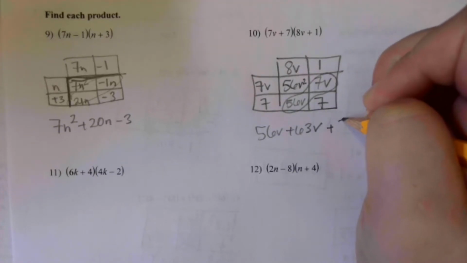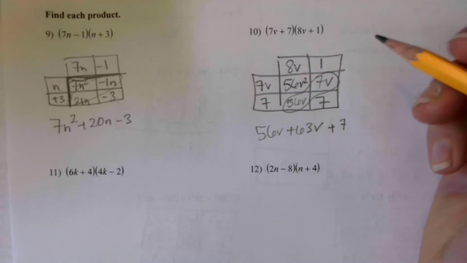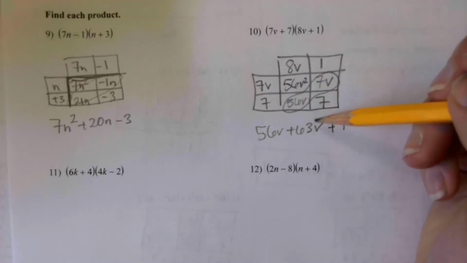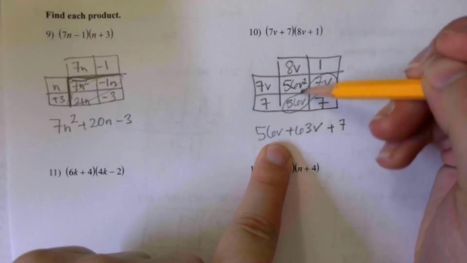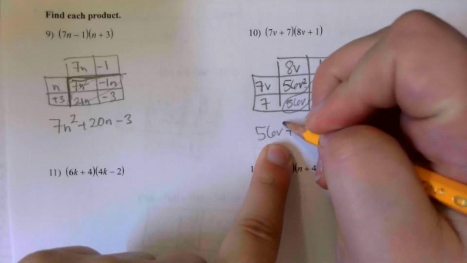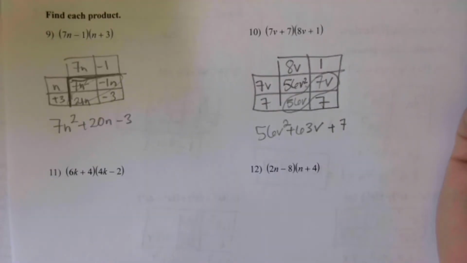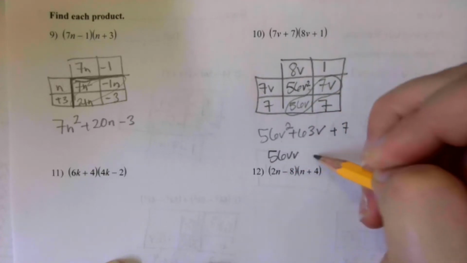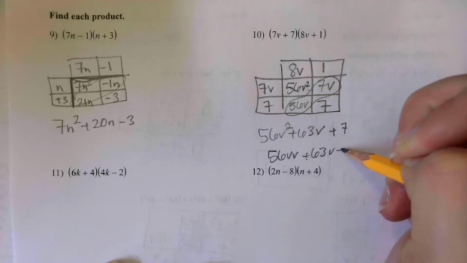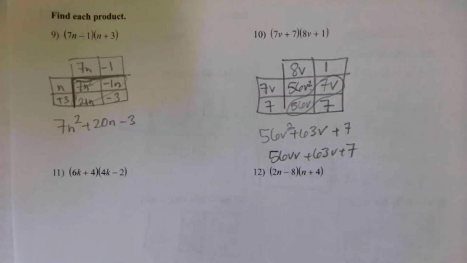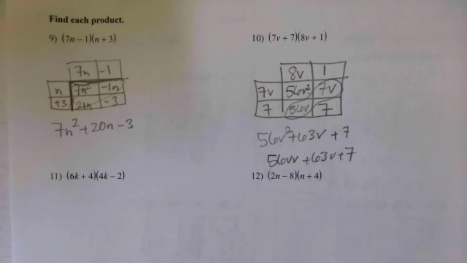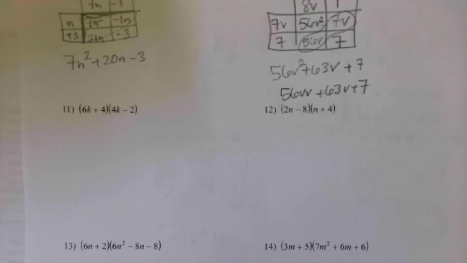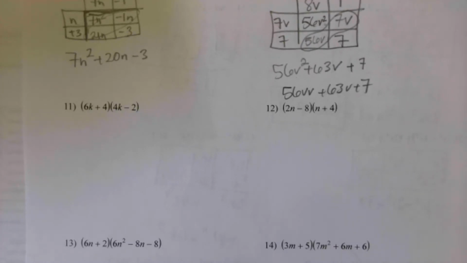Plus 7. Now I've made a small mistake. I just went back through to check myself and I realized I had a v instead of a v squared. And remember, when you're putting this in the computer, make sure you do 2 v's. Again, these are different problems than you have. Let's go ahead and knock it out.